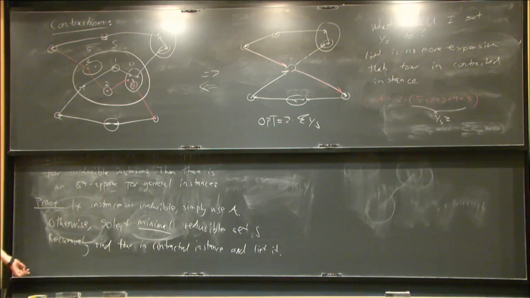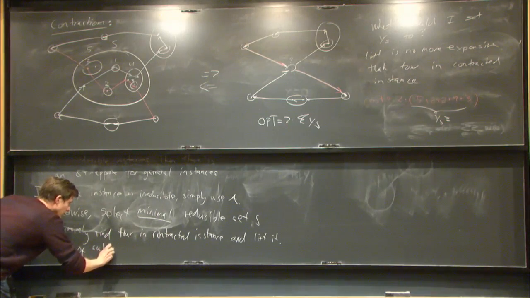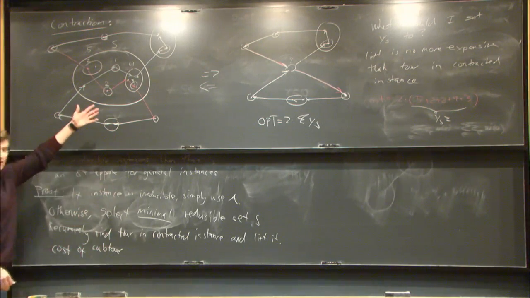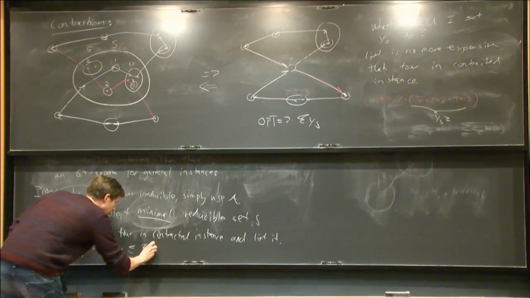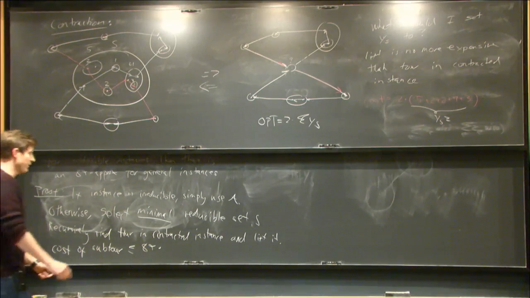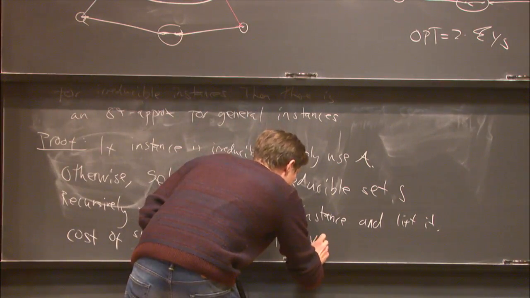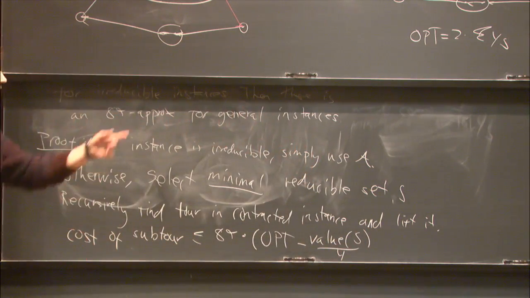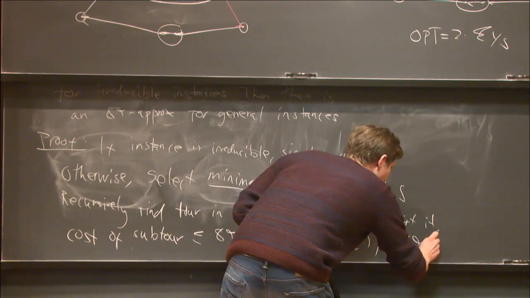So now, what is the cost of the subtour we get? Remember, we defined the lift so that it would not be more costly than the tour in the smaller instance. So the cost of the subtour is at most the cost of the tour in the contracted instance. That was an 8 alpha approximation, so it's at most 8 alpha times the LP value of the smaller instance. The LP value of the original instance was opt. But now we had a decrease of at least value of S over 4, that was the definition of reducible. So I can expand this: 8 alpha opt, which is what we want.